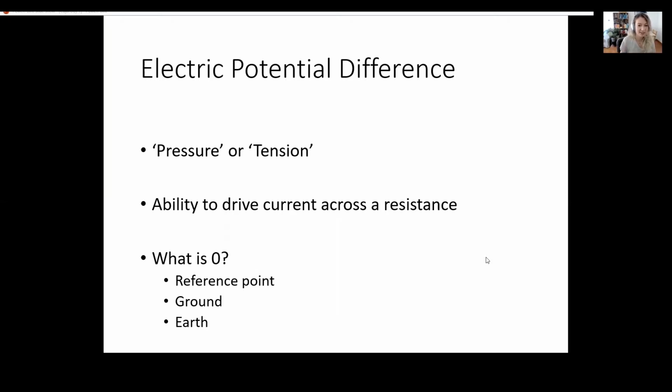Now, I alluded to this before, but an ideal reference point for voltage would be some sort of magical, beautiful place where there's no electrical influence or interference or anything, and like at infinity, we can call that 0 volts. That's not a realistic thing to have in your lab, right? That's not going to happen. So instead, we just pick a point, we call that 0, and we measure everything relative to that reference point.